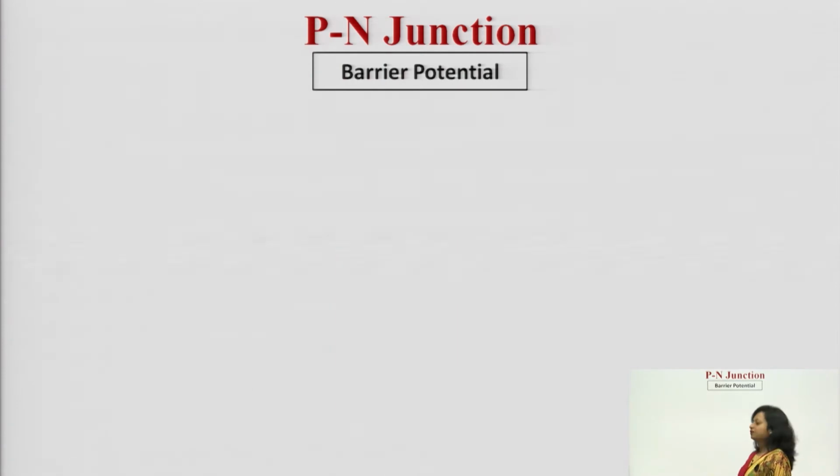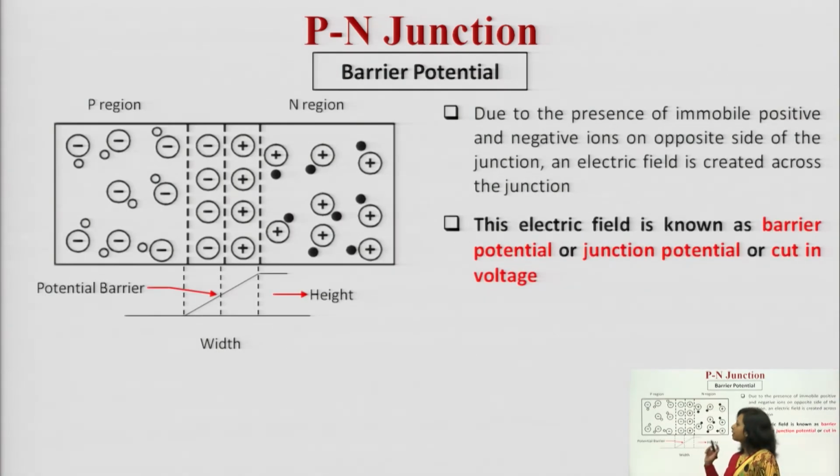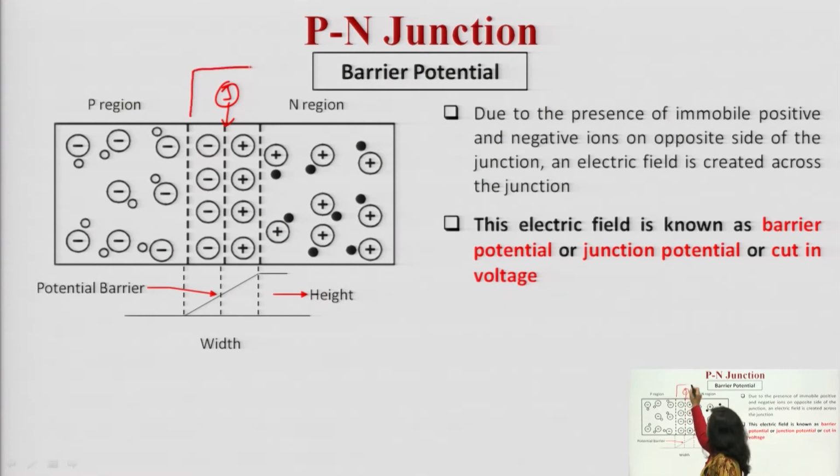Now, the second very important term is the barrier potential. What is this barrier potential? See, the same case we are discussing, a p-n junction diode. This is the junction. Now, when there is a formation of the depletion layer, this is the depletion region. When this depletion region forms, what is actually happening? An electric field is developed across this particular region, which will further stop the diffusion process, and this particular electric field is known as a potential barrier.